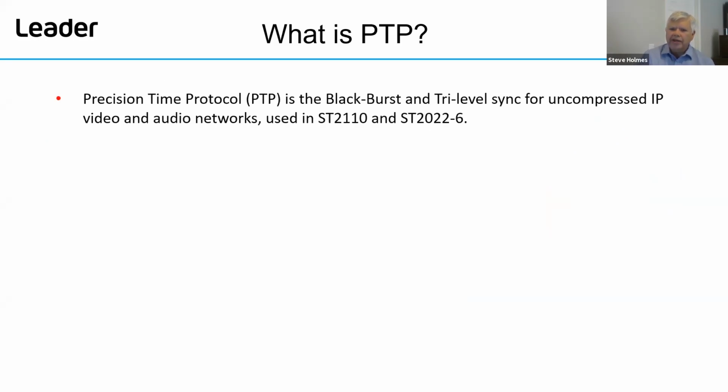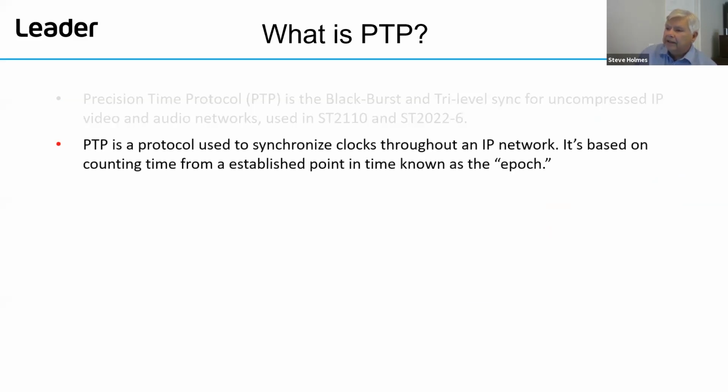The question is, what is PTP? PTP is Precision Time Protocol. It is basically the black burst and tri-level used for uncompressed video and audio used in ST2110 and ST2022-6 video networks. It is a protocol used to synchronize clocks through an IP network based on counting time from an established point in time known as the epoch, or the start of time.